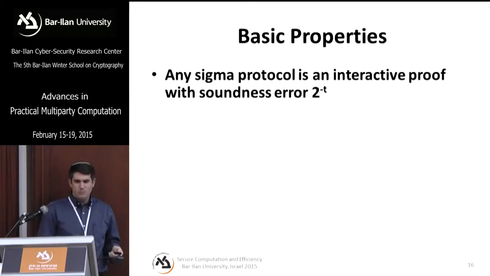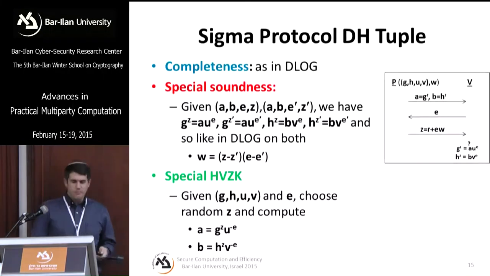And if you look at what we actually did here, this is really efficient. So what are we doing? The prover is doing two exponentiations and the verifier is doing four exponentiations. So that's really, really efficient.